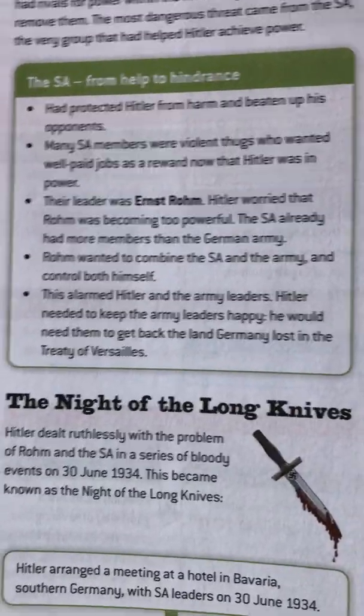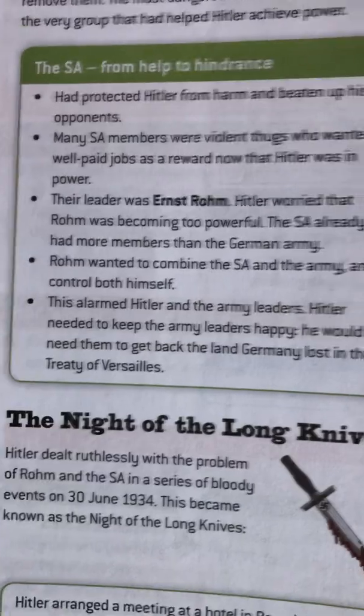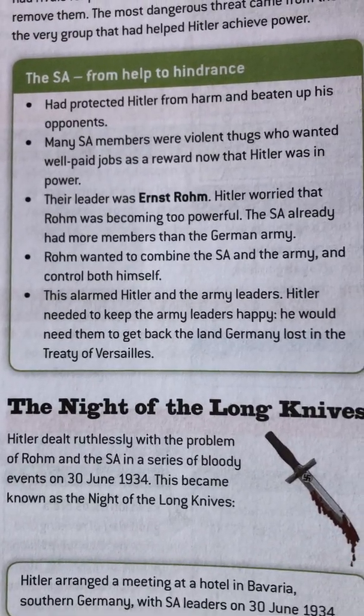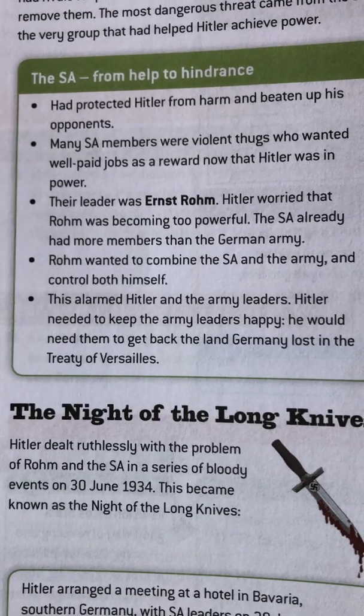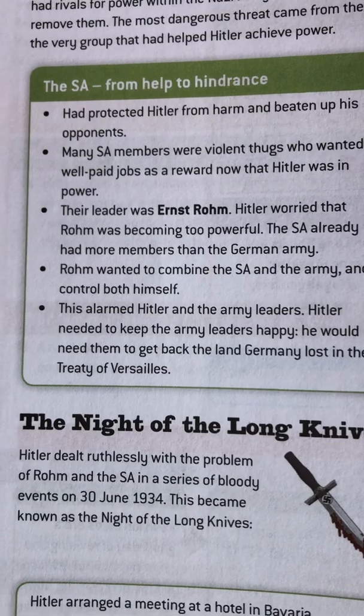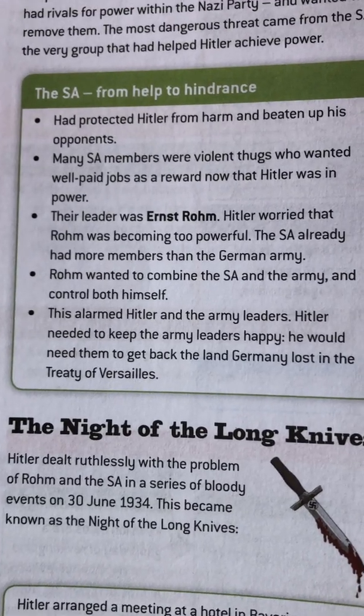So, it went from help to hindrance. Early on, the SA provided protection for Hitler, and it would beat up his rivals. Many SA members were violent thugs who just wanted well-paid jobs, and now they wanted rewards. Their leader was Ernst Röhm.